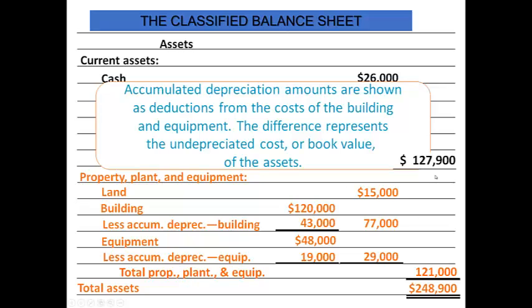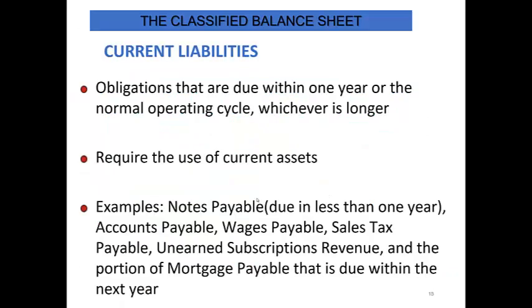And then when added to the current assets, we have total assets of $248,900. So remember, this is the figure that we're going to be looking for when we get our total liabilities and owner's equity in the next section. So we'll start with current liabilities, and these are just obligations that the company owes that are due within a year.